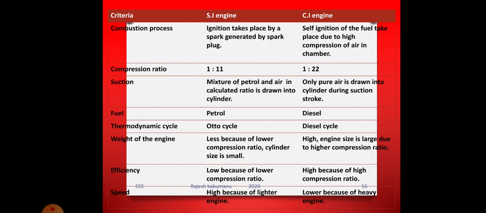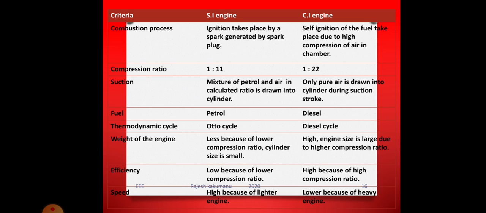Now see the differences between the SI engines and CI engines. What is the first criteria? Combustion process. How does the combustion process take place in SI engines, and how does it take place in CI engines?